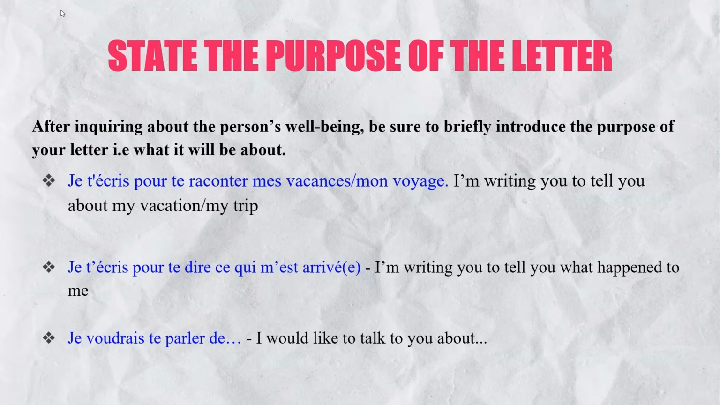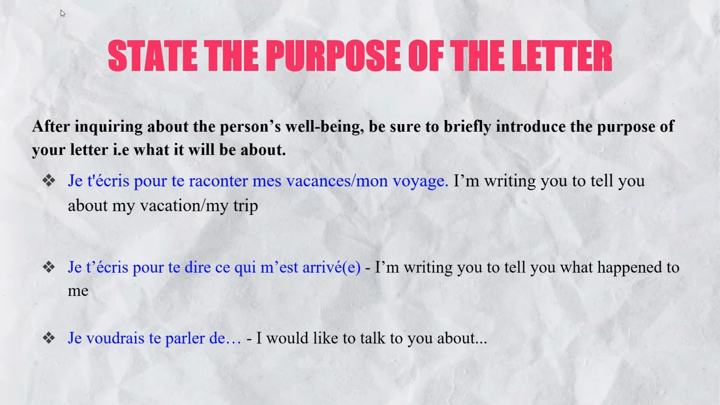Example, what it will be about. So, for example, you can say, je t'écris pour te raconter mes vacances or mon voyage. I'm writing you to tell you about my vacation or trip. Another thing you can say is, je t'écris pour te dire ce qui m'est arrivé. I'm writing you to tell you what happened to me.